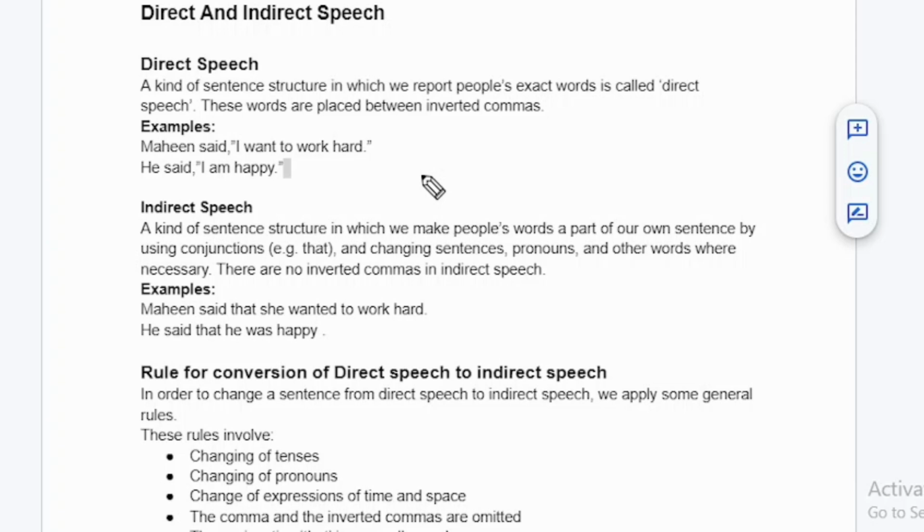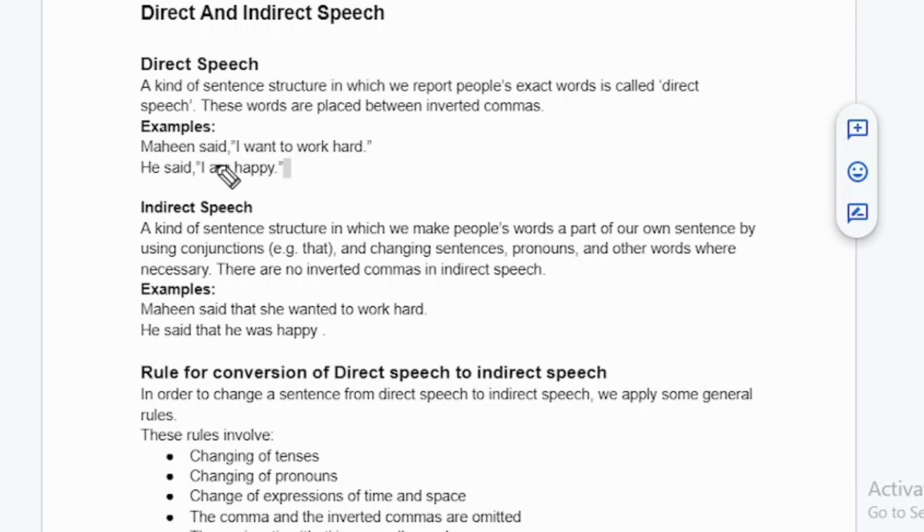Today we will learn direct and indirect speech. So what is direct speech and how can we recognize it? The kind of sentence structure in which we report people's exact words is called direct speech. These words are placed between inverted commas. So, Maheen said, "I want to work hard." In this sentence, Maheen is giving a statement. He said, "I am happy." That is direct speech.